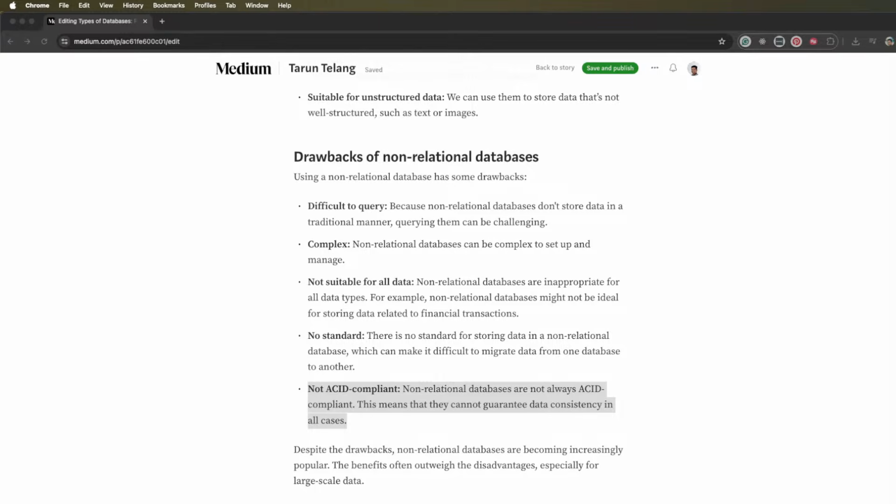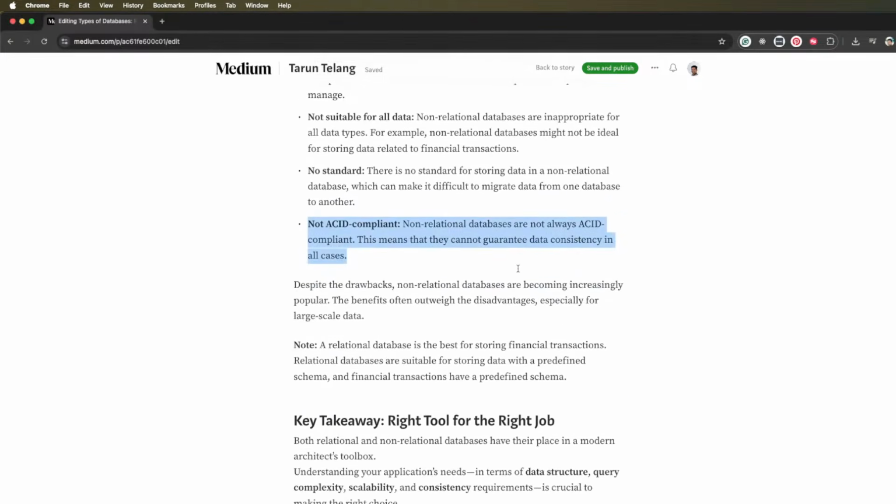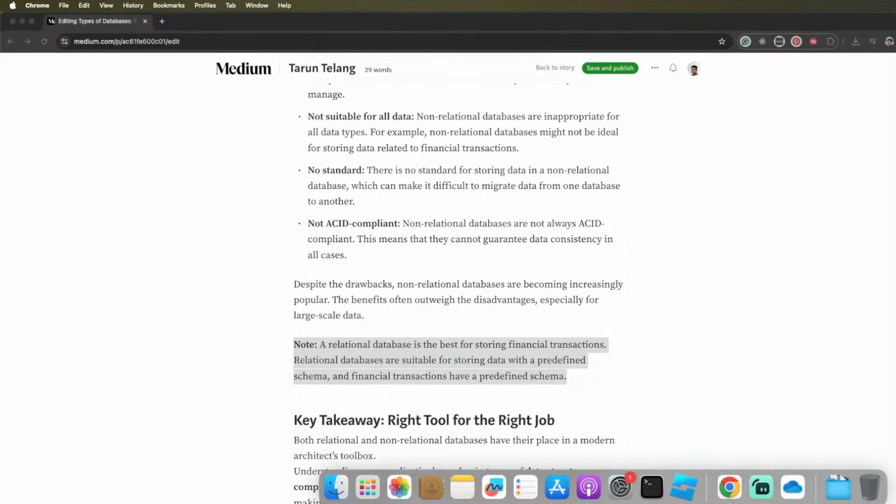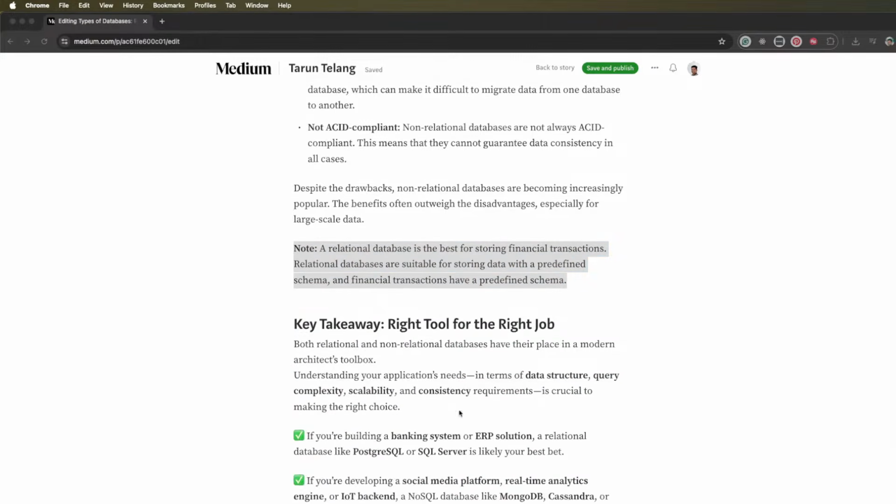And it's really important to reiterate, as the article does, that relational databases remain the superior choice for storing things like financial transaction data. Absolutely. Precisely because of their predefined schemas and the absolute necessity of data integrity ensured by those ACID properties. You don't want eventual consistency with bank balances. No, definitely not. So, okay, wrapping this up.